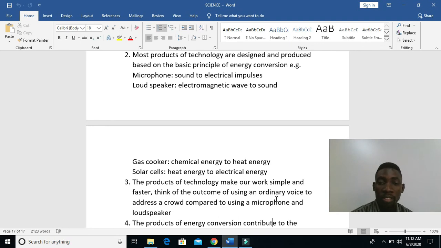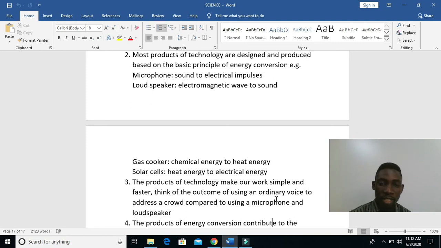Number three, the importance is that the products of technology make our work simple and faster. The products of technology make our work simple and what? Faster. Now think of the outcome of using an ordinary voice to address a crowd compared to using a microphone and loudspeaker. And this is one of the importance here.